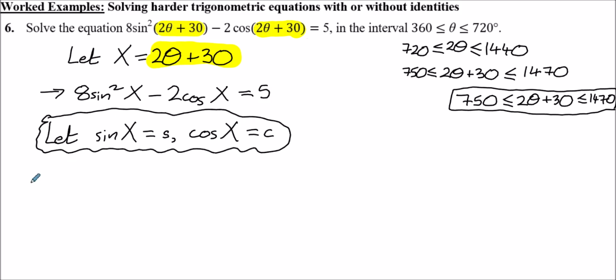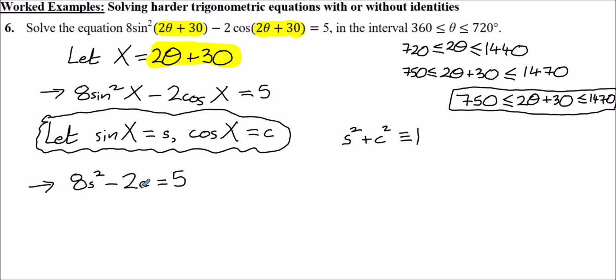And if we do that, 8 sine squared x we can write as 8 s squared, minus 2 lots of cos big X we can write as minus 2 lots of little c, equals 5. We now need to remember one of the important trig identities which we've seen before quite a few times, which relates sine squared and cos squared. So we need to remember that sine squared plus cos squared is always equal to 1.